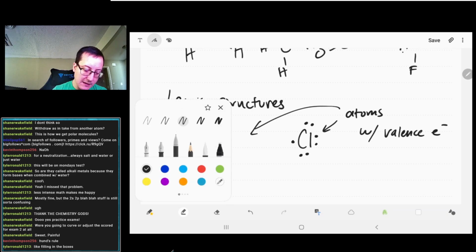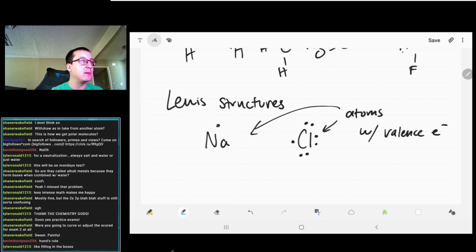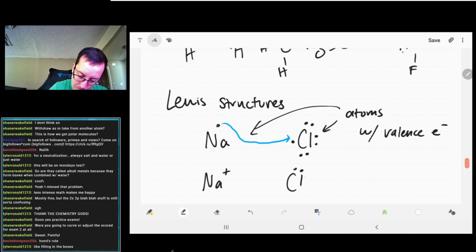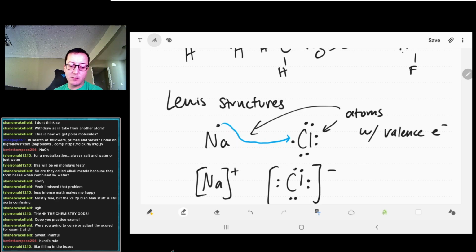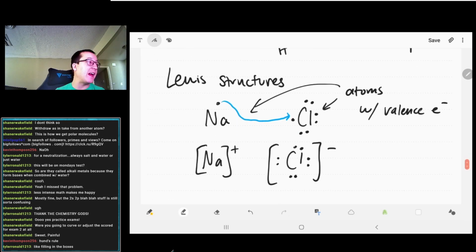Alrighty, and so we can use these to display reactions a little bit more easily. So we can see that this electron here is going to basically go over to chlorine, resulting in sodium and the chloride ion. Technically, we draw these in brackets if they are charged. And so this would be how we could illustrate an ionic compound forming. It's boring. Who cares? We're done.